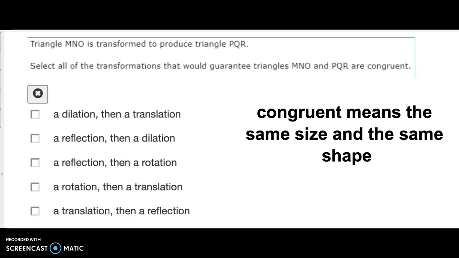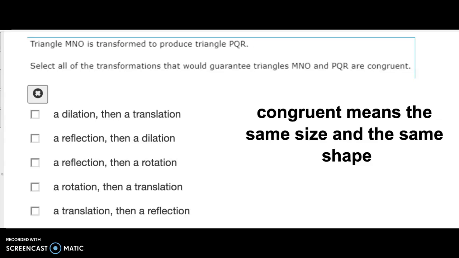All you need is a good understanding of what the word congruent means. So congruent means the same size and the same shape. So as long as we understand what congruent means and we understand what rigid motions are, we can answer this question. So rigid motions are transformations that result in congruent figures, which means figures that are the same size.